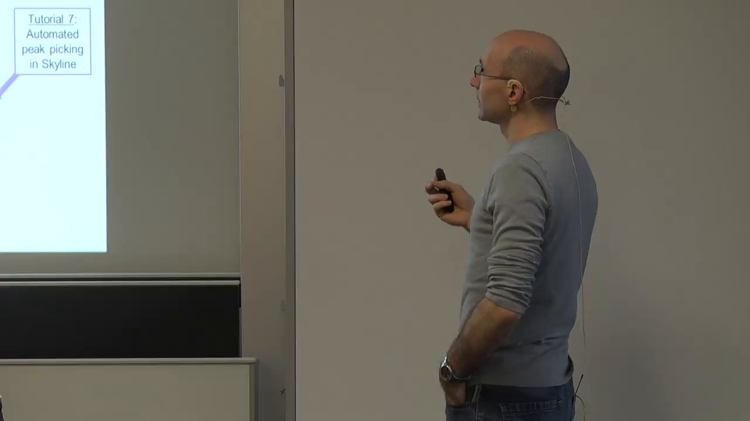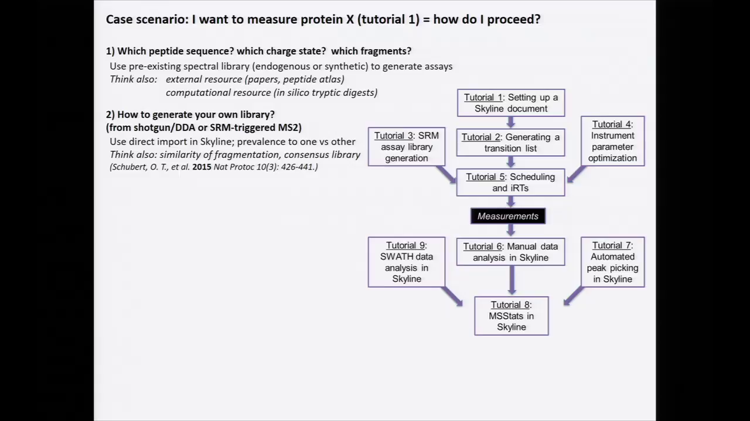Next is how you build these libraries to get to these criteria. And this you have seen, that you can actually generate your libraries in order to get the best possible assay, again from shotgun DDA experiments or SRM-triggered MS2. I think you have seen this also in tutorial 3, when you imported SRM-triggered MS/MS spectra in order to generate the best possible assay for your peptides.